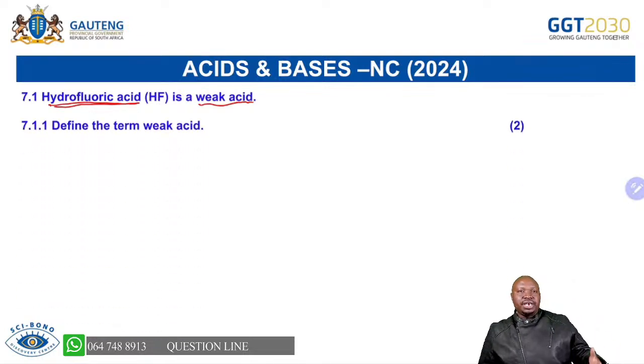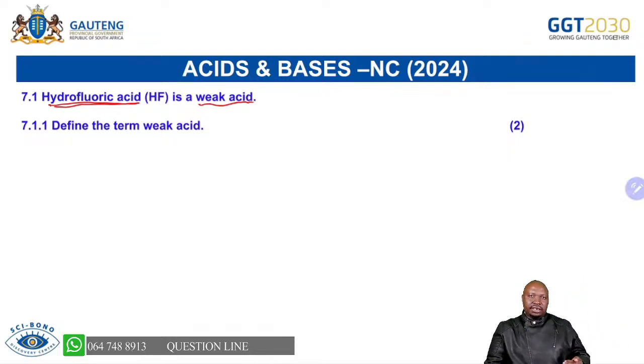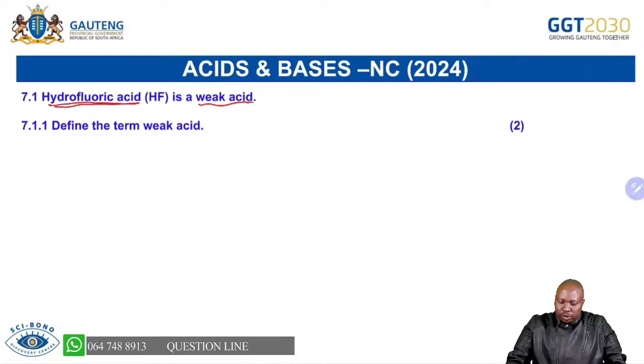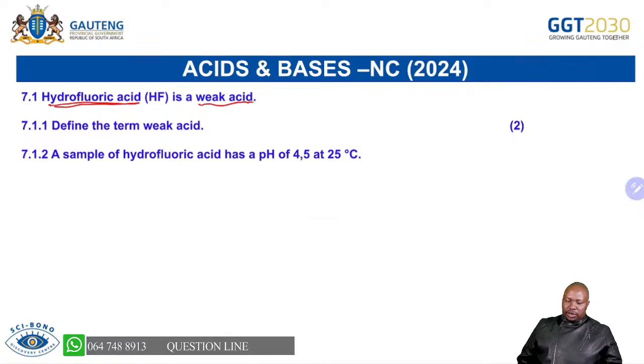Look at that. The first question: define the term weak acid. Then you are able to define a weak acid as an acid that will ionize incompletely in aqueous solution to form a low concentration of hydronium ion. With 2 marks, you do that, you write it correctly.